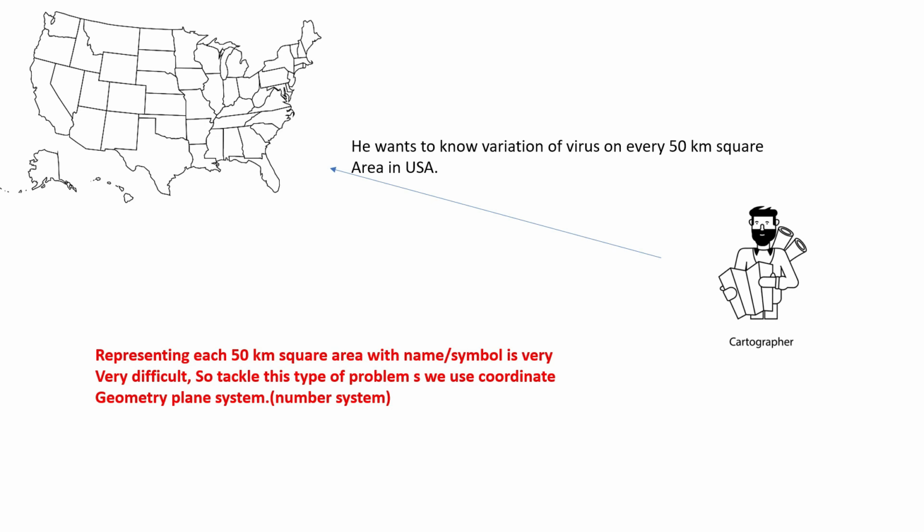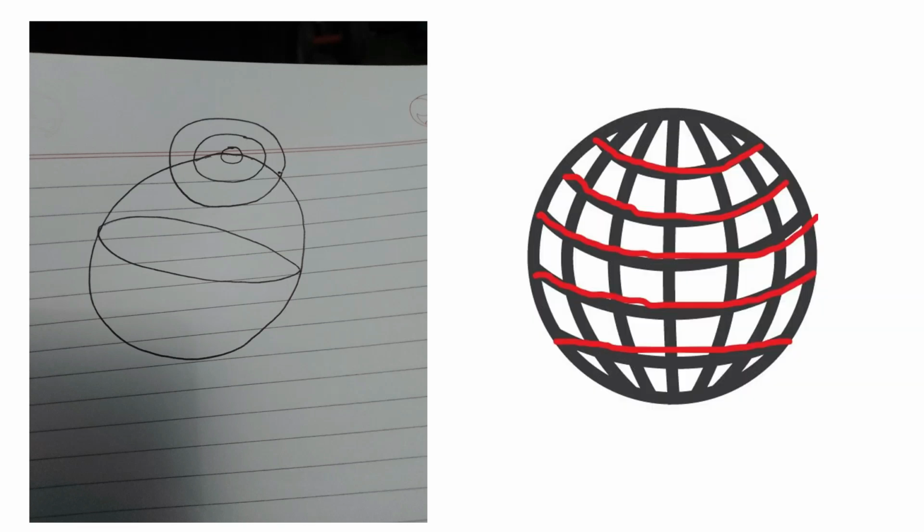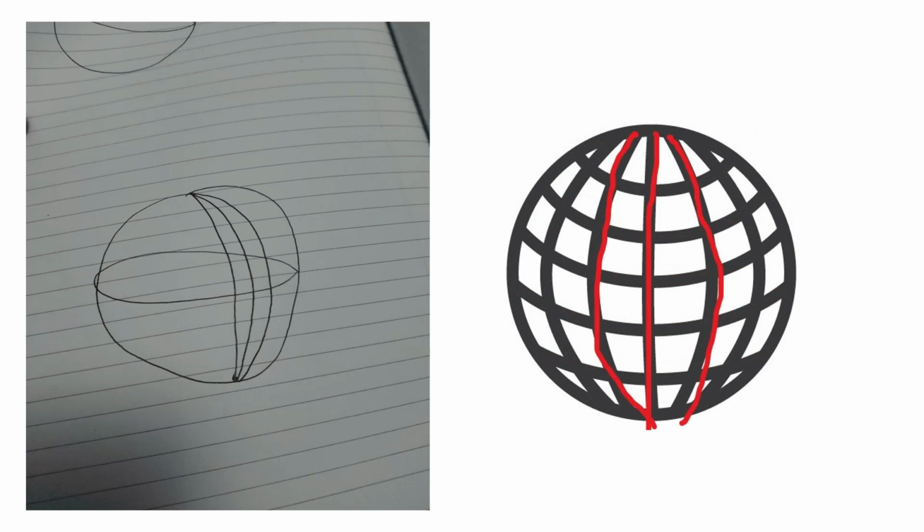To tackle this type of problem, we use a number system. I have already made videos on the number system and on the 2D coordinate system on my YouTube channel. Please go and watch them. So we draw imaginary lines on the Earth's sphere like that. You can see in the images, this is latitude and this is longitude.